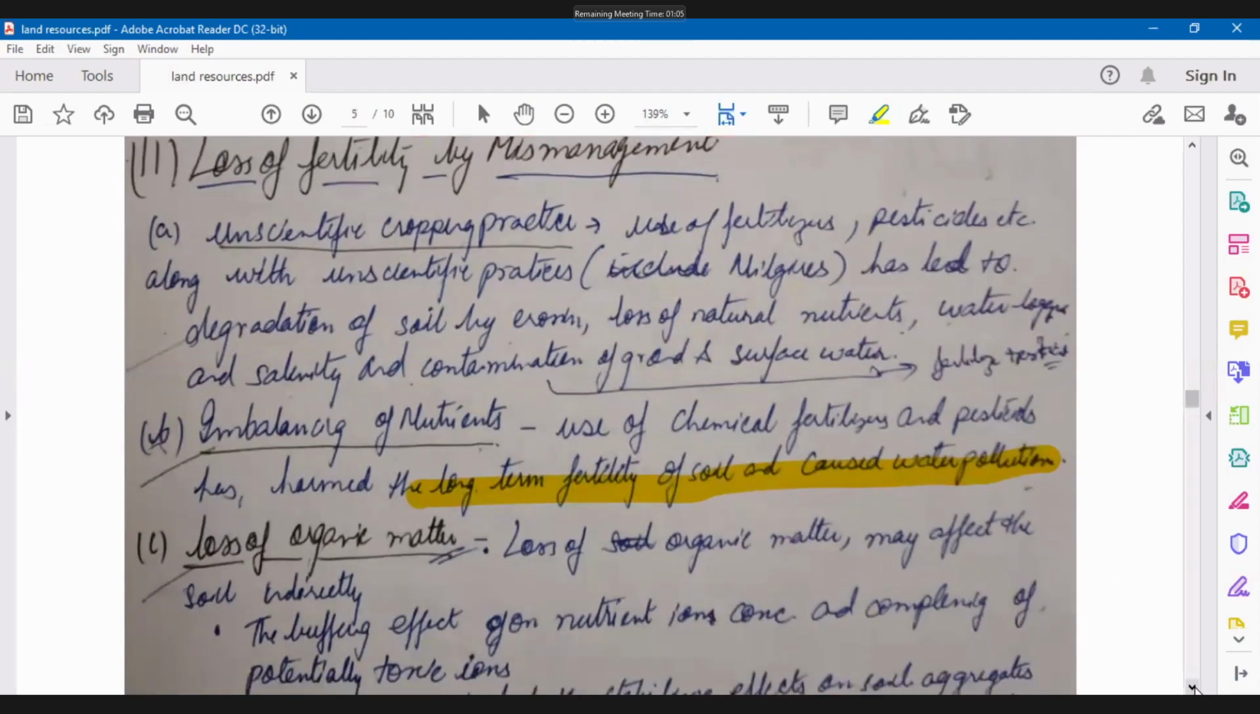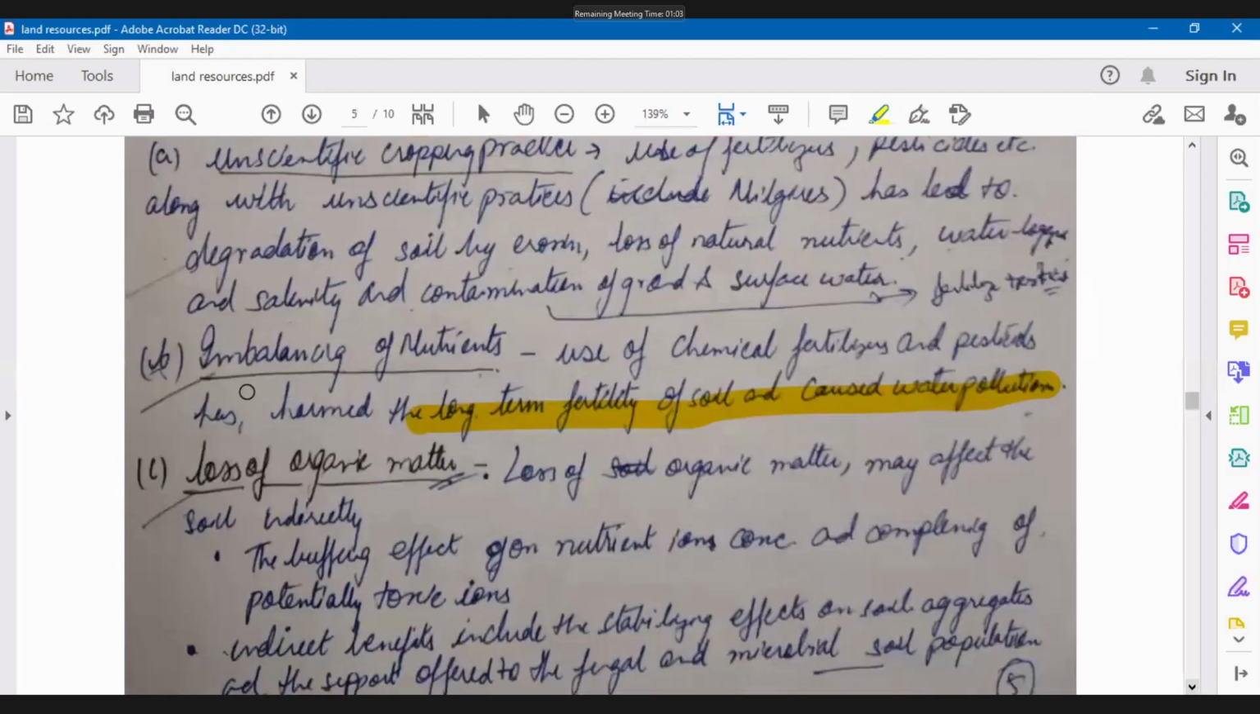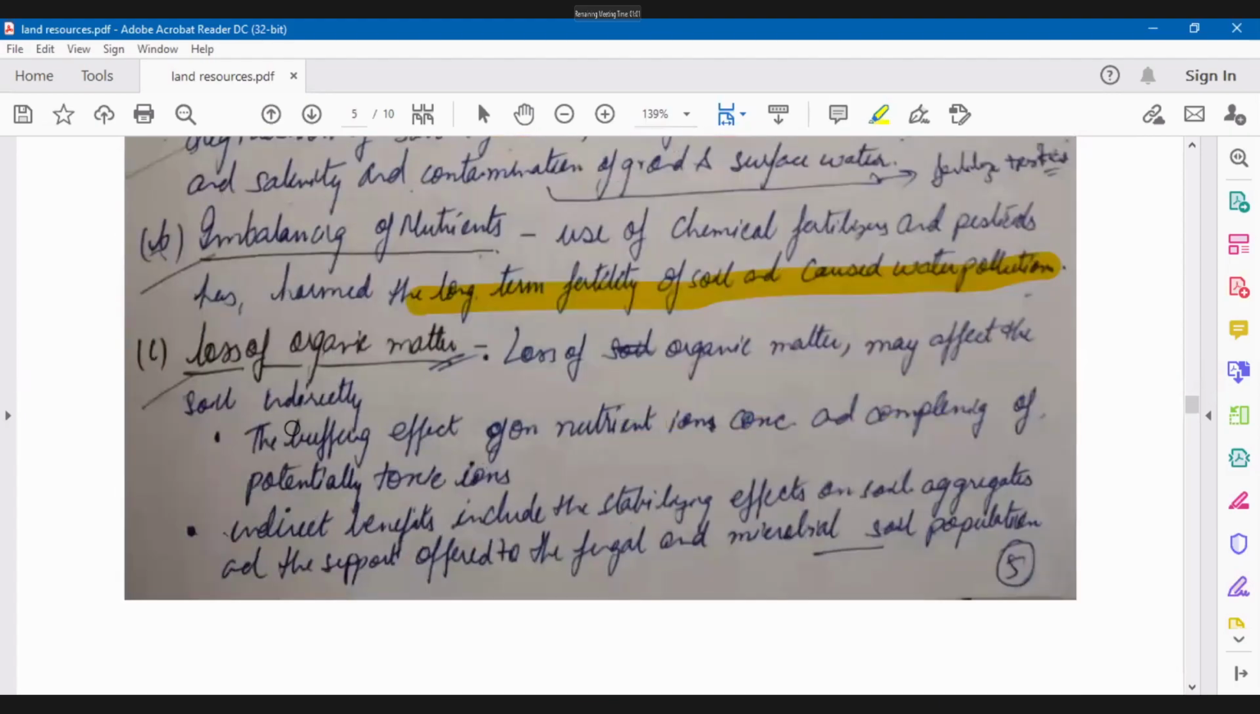This is one of the reasons. Then loss of organic matter. Loss of organic matter may affect the soil indirectly, through its buffering effect on nutrient ion concentration and complexing of potentially toxic ions. So basically, whenever you add fertilizers and pesticides, there is a loss of the soil's natural property to rejuvenate its nutrients. You are basically disturbing the cycle, because if you are adding pesticides and fertilizers, then the pH and the amount of nutrients get disturbed.